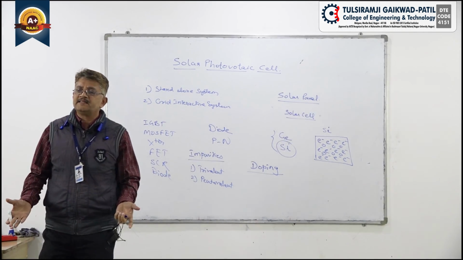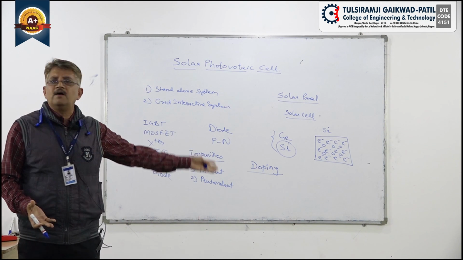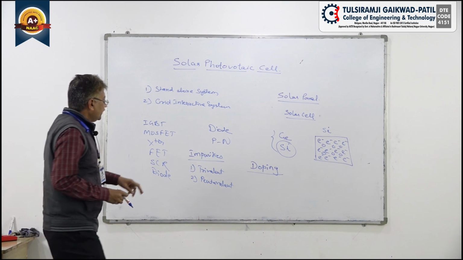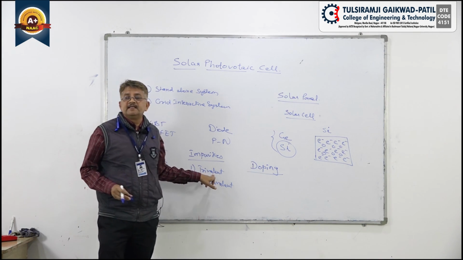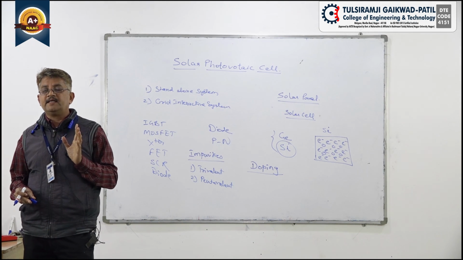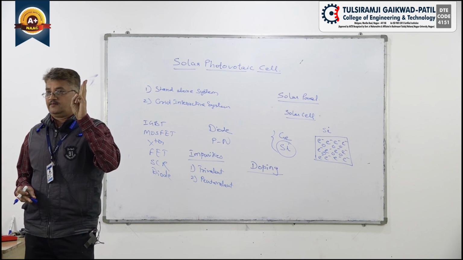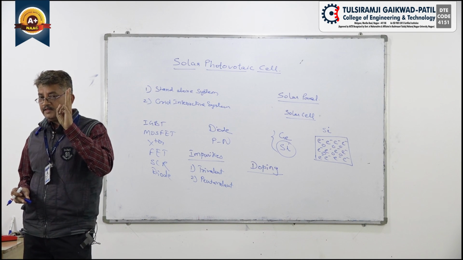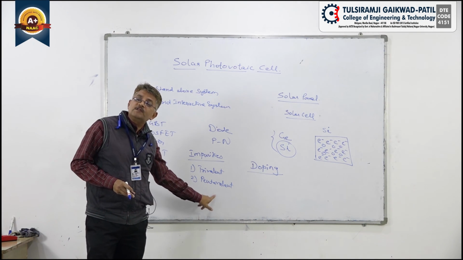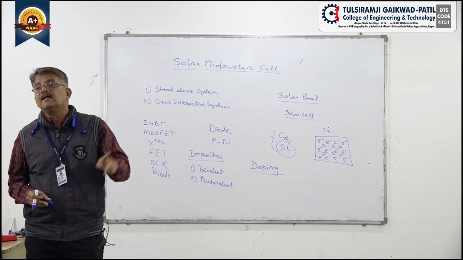Now what is basically this impurity? This is also a material, just like silicon and germanium, but what is the difference? If you consider trivalent impurities, the materials which come under the category of trivalent impurities are such that their outermost orbit has only 3 electrons. And pentavalent impurities are those which have 5 valence electrons in their outermost shell.